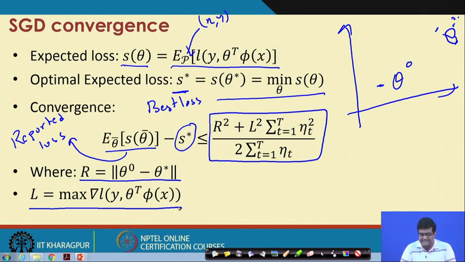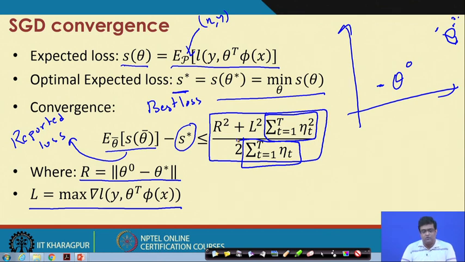If this is the case, what it is saying is that as your iterations increase, as you go from t equal to 1 to capital T, this number is bounded by this: R square plus L square times this number, which is summation of eta t square, divided by this number, which is summation of eta t.